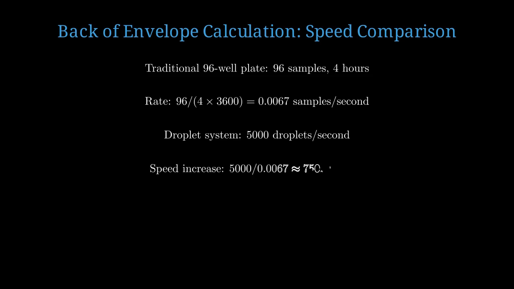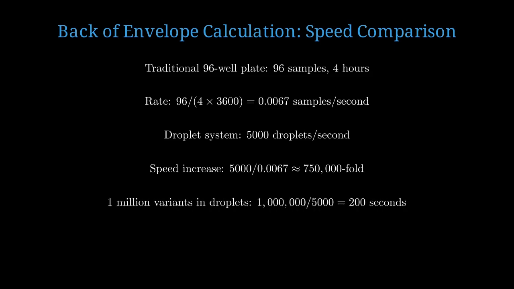Now compare that to a droplet system generating 5,000 droplets per second. The speed increases 5,000 divided by 0.0067, which is approximately 750,000-fold faster. That's nearly 1,000,000 times faster. To screen 1,000,000 variants in droplets takes only 200 seconds. That's about 3 minutes. With traditional methods, this would take years.